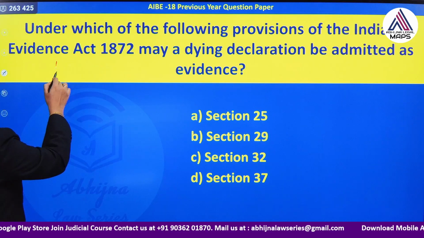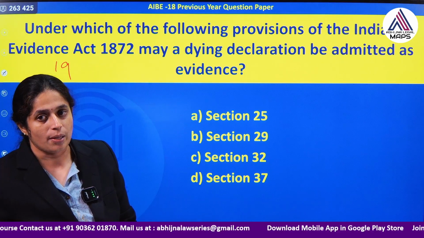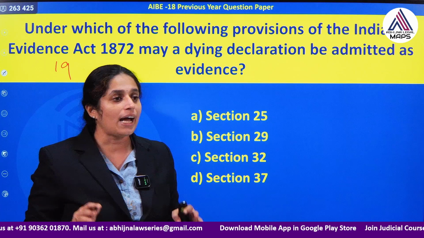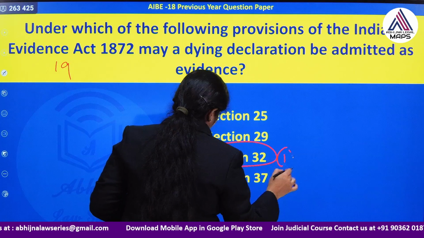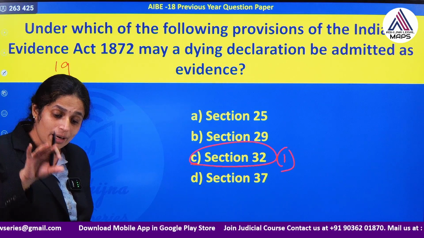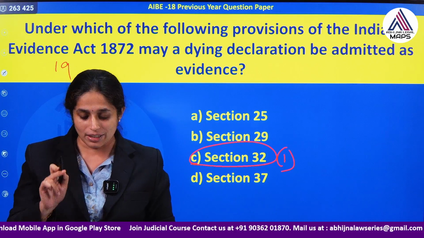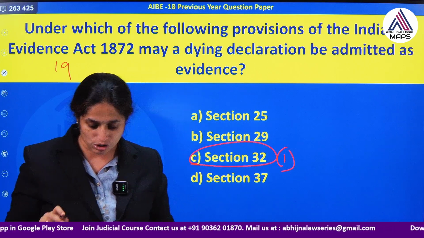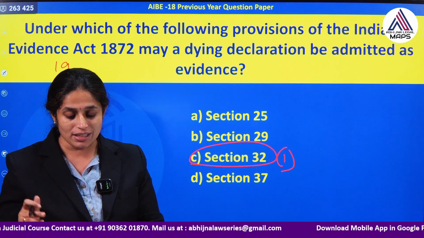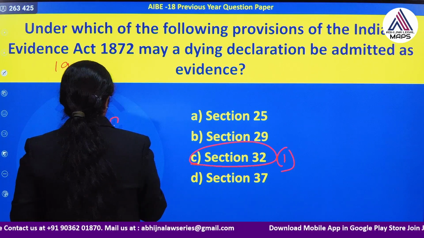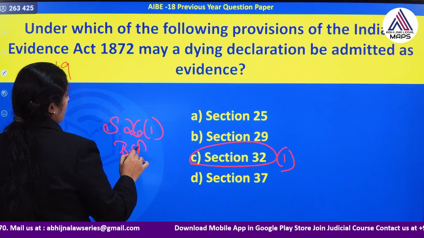Next one, 19th question. Under which of the following provisions of the Indian Evidence Act may a dying declaration be admitted as evidence? In the bare act you do not find a dying declaration directly. It is found under section 32 subsection 1, where a person who cannot be found, who is dead, who had made a statement regarding the cause of his death, that is said to be a dying declaration, which is given under section 32 subsection 1. And the relevant section under the Bharatiya Sakshya Adhiniyam is section 26 subsection 1.